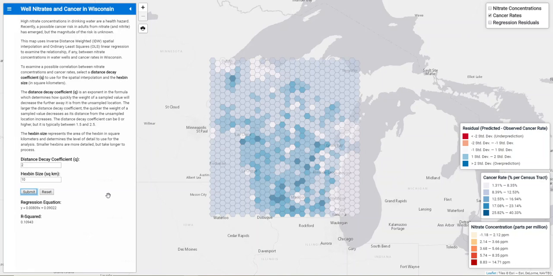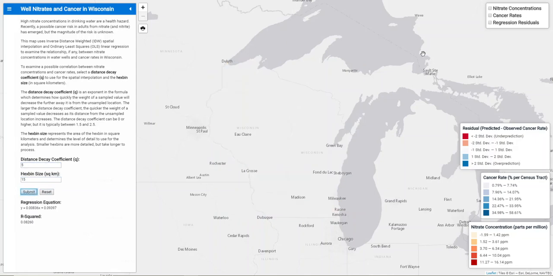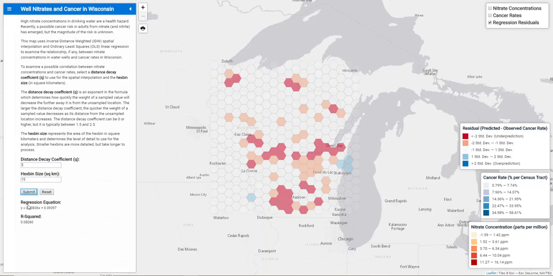Once the analysis is complete, you can click Reset to return to the original layers, or you can enter a different distance decay coefficient and hex bin size to generate a new analysis. This analysis will again show the regression equation and the R-squared that applies to this particular analysis.